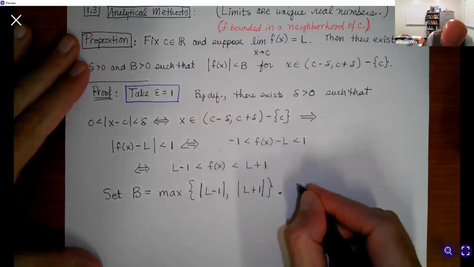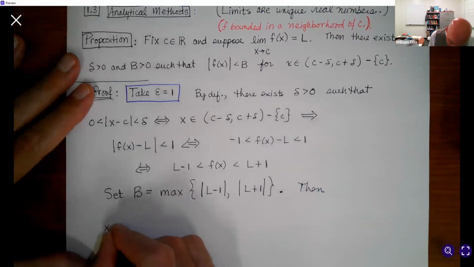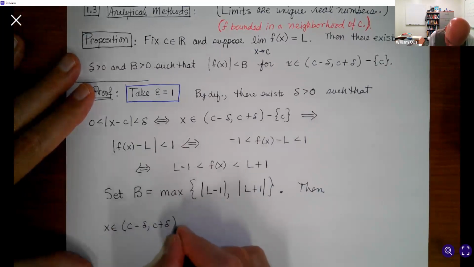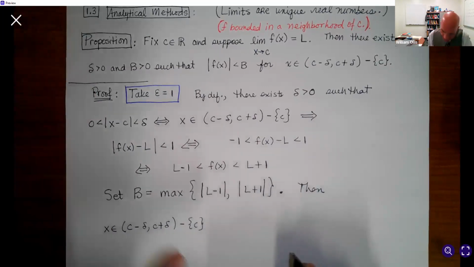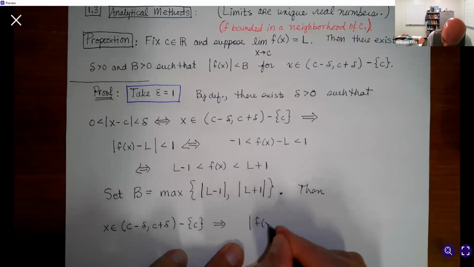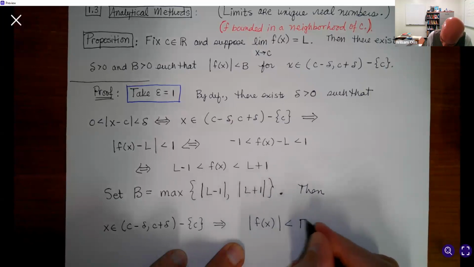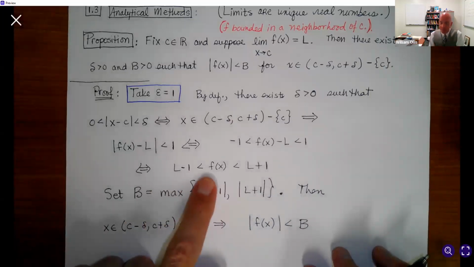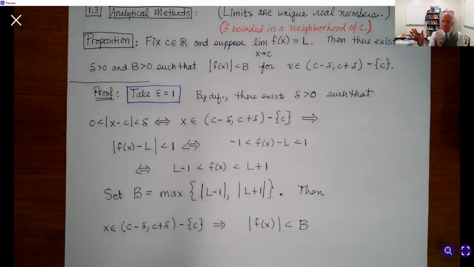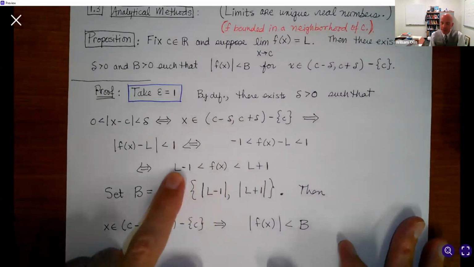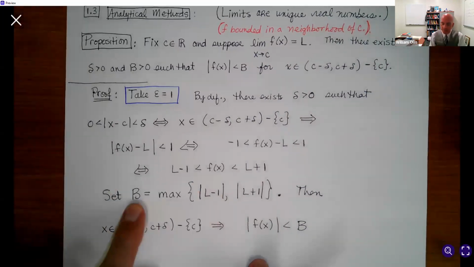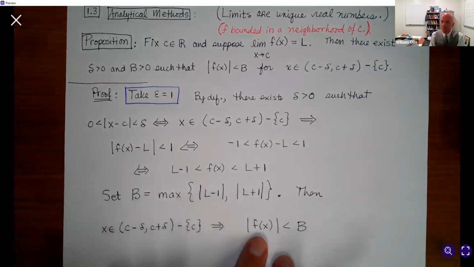So then x an element of (c - delta, c + delta), staying away from c, keep that out, implies now that the absolute value of f is actually less than B. Because when you slap on the absolute values here, the absolute value being an increasing function, so to speak, and I'm taking B to be the maximum, then I've got an upper bound for the absolute value.